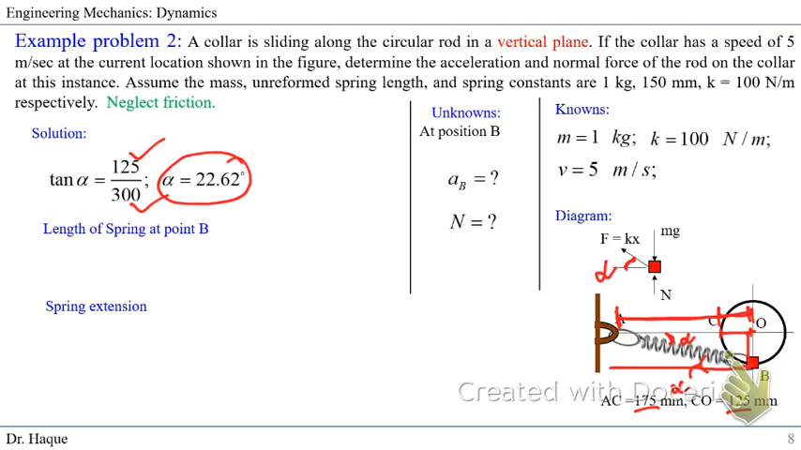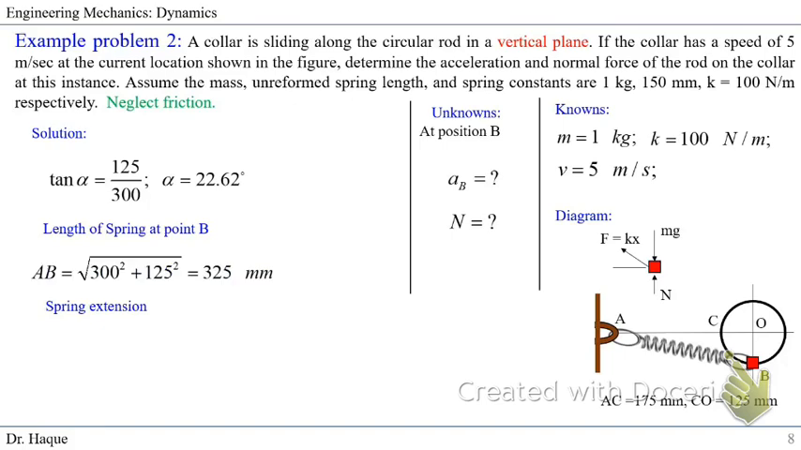Now we can apply summation of force. But before we apply the force, we need to know what x is, because that will give us the force on the spring. So how do we find the length of the spring at point B?